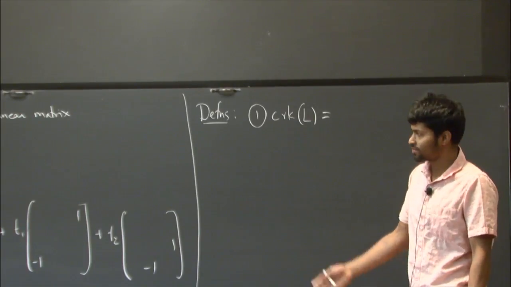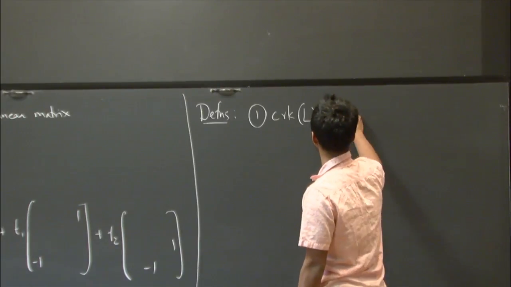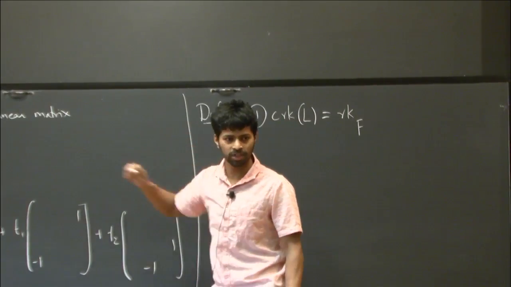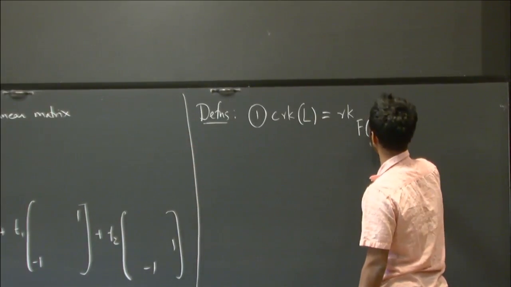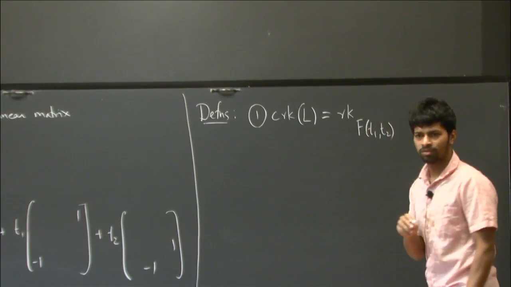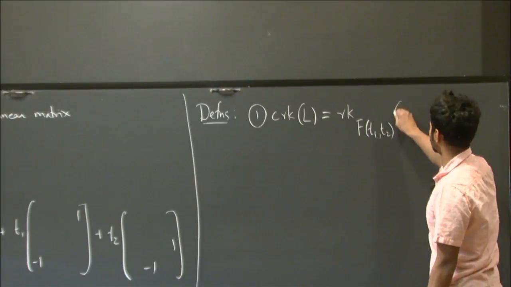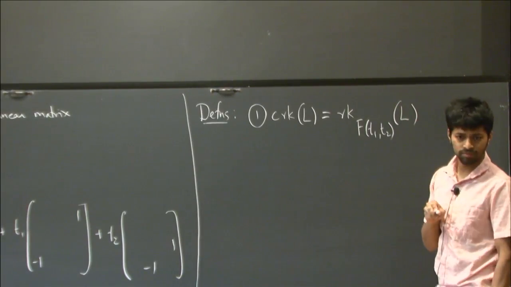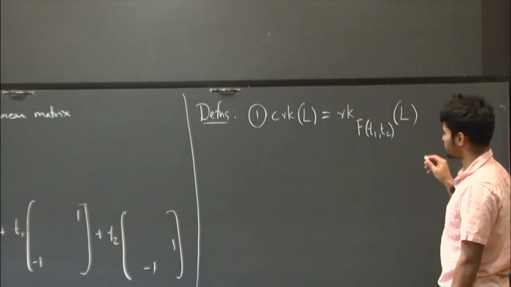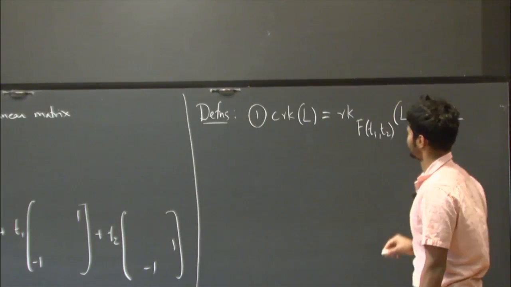And what is the most natural field that these entries belong to? It's the function field, right? They're all linear functions in these t1 to tm. So you look at the function field, and in this case it's just t1 and t2. You consider it as a matrix with entries in this function field, and you take its rank. And in this case, what is the rank? It's just got to be 2.